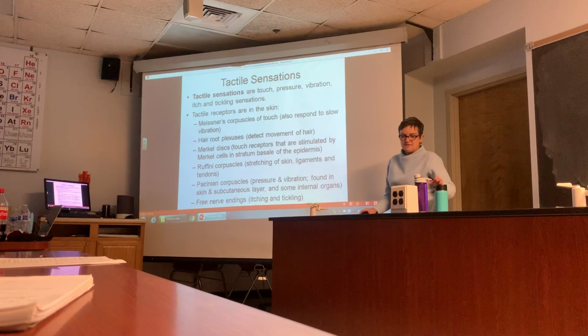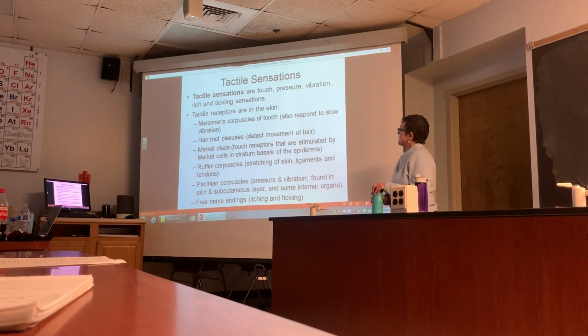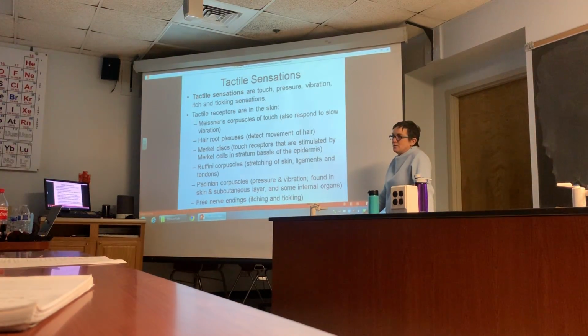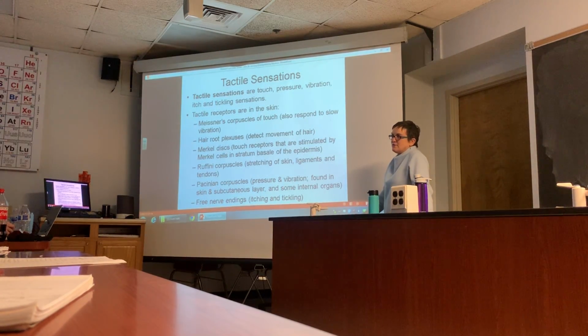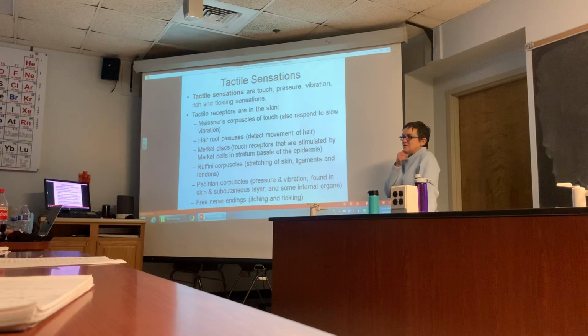So first of all, the tactile sensations, there's lots of them. We're going to look at the different examples: touch, pressure, vibration, itching, and tickling. And we're going to look at these different types. There's Meissner's corpuscles, as I mentioned, which are touch receptors. And they also respond not only to touch, but pressure and slow vibration. Hair root plexuses, which are receptors surrounding the hair follicle and detect movement of hair. The Merkel discs, which are those cells in the dermis that are stimulated by Merkel cells.